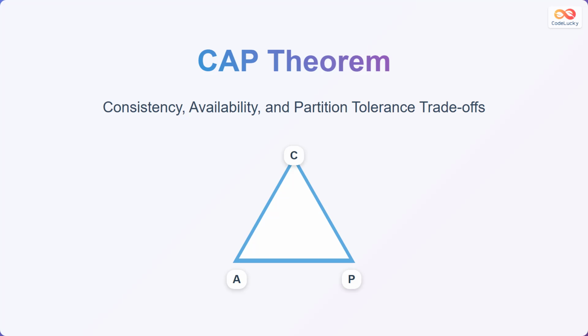Welcome to the introduction of the CAP theorem. This theorem revolves around the trade-offs between consistency, availability, and partition tolerance in distributed systems. We will delve into each aspect to understand how they influence system design.